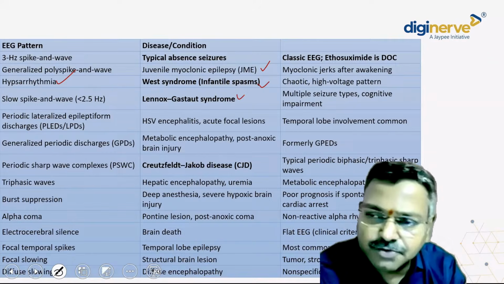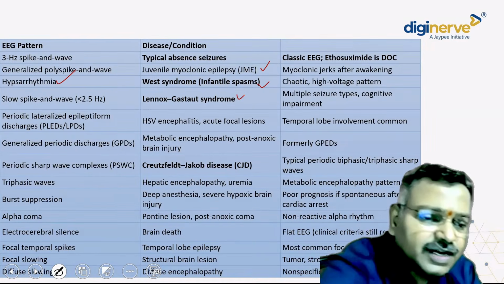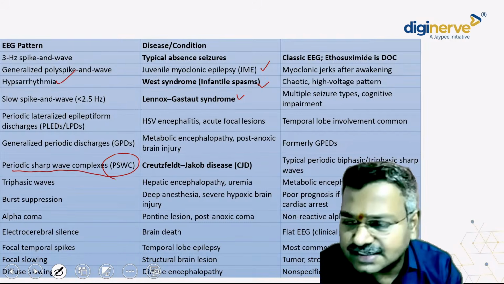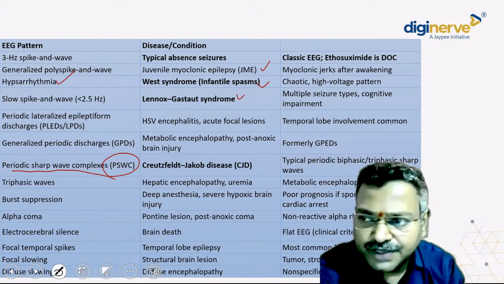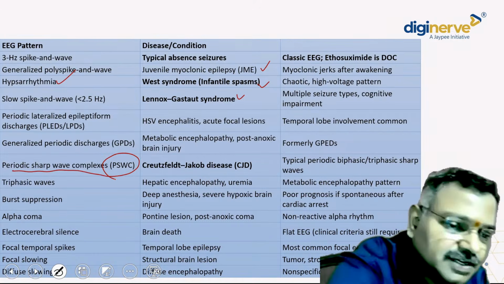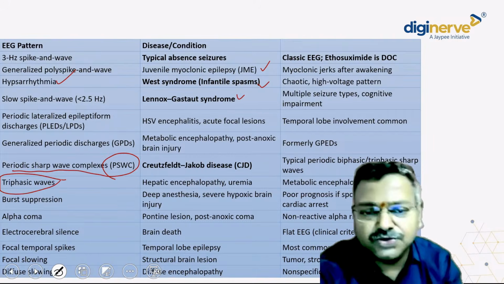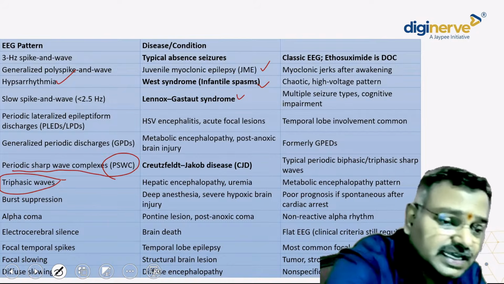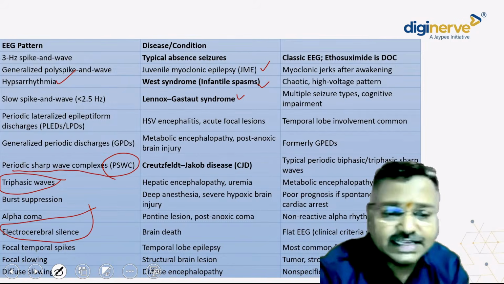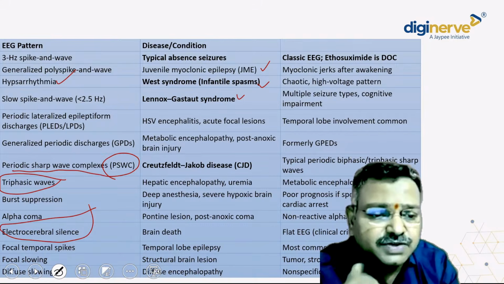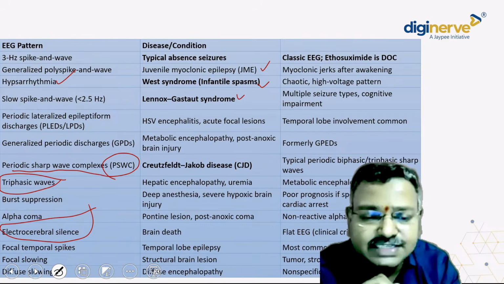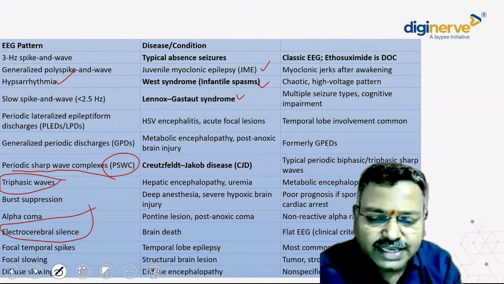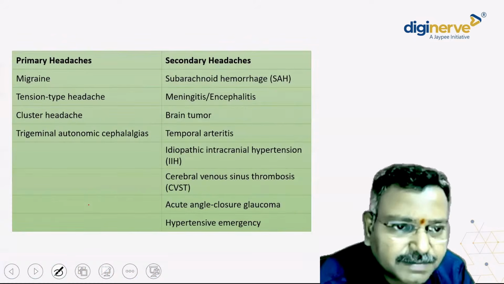Focal lesions can produce a focal epileptic focus. Periodic sharp wave complexes, what we call PSWC, are very, very characteristic of Creutzfeldt-Jakob disease. In metabolic encephalopathies, you get something called triphasic waves: hepatic encephalopathy, uremia, etc. Whenever there is brain death, there is electrocerebral silence. You don't get anything else. Focal temporal lobe epilepsy gives focal spikes, focal slowing in a structural lesion, and diffuse slowing in a diffuse encephalopathy. Again, these patterns are common MCQs asked.